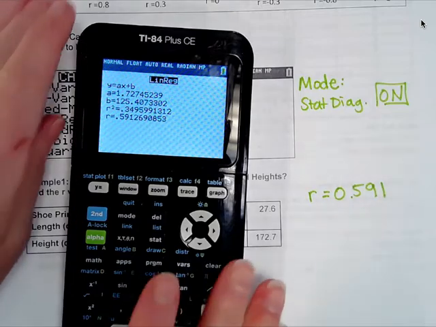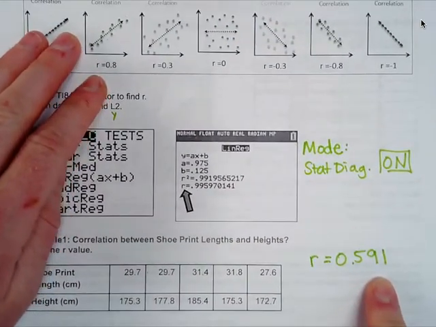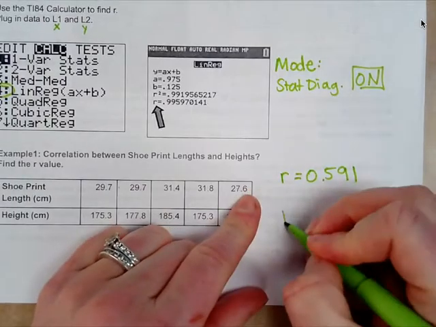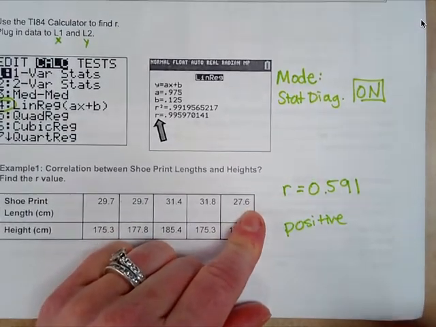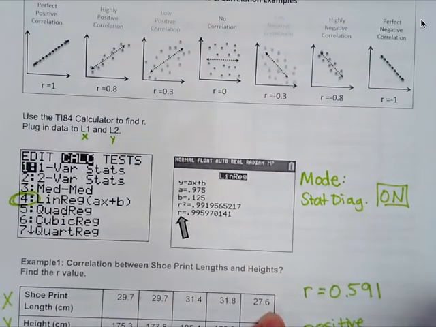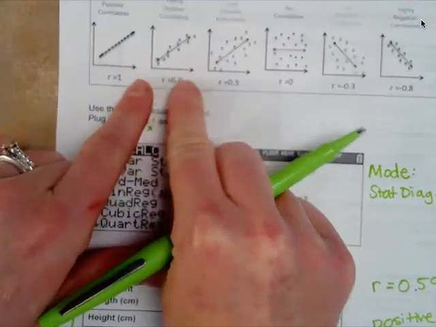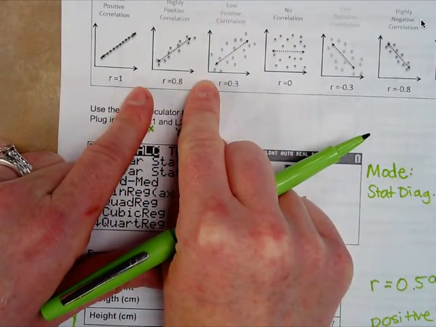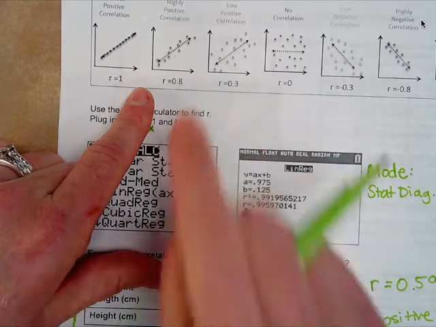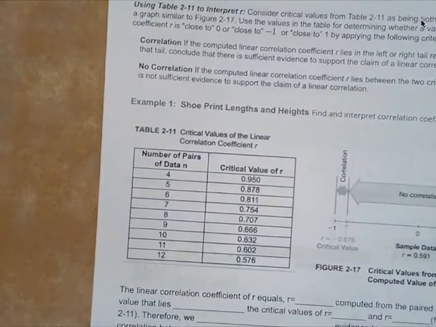All right, so let's look at where this would fall in our correlation. It is positive, but it is not very strong, right? It would fall kind of in here. So it's just a positive correlation. Okay, so let's go to the next page.